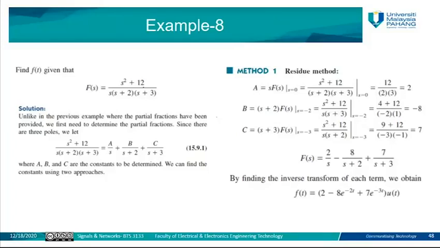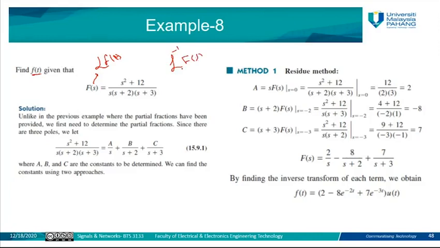Numerical example. The first example is: find f(t) given that F(s) equals (s squared plus 12) over s times (s plus 2) times (s plus 3). So this is the function in the frequency domain, which is the Laplace transform of the function f(t). This F(s) is the Laplace of f(t), and we want to find f(t) again. That means we need to apply the inverse Laplace for F(s).